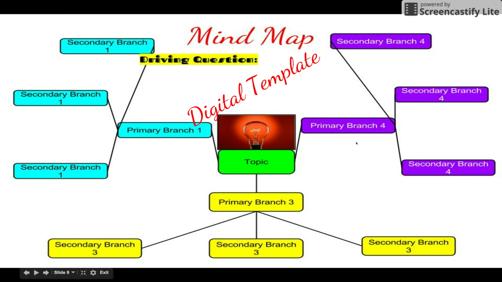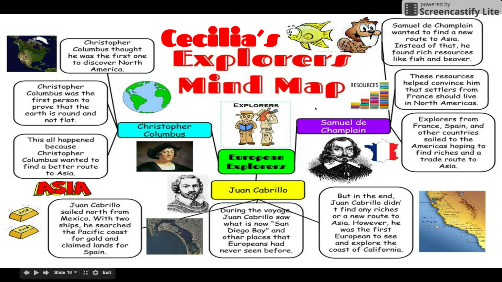Here's another digital template of a mind map. This is what the student would receive, and this is what it would look like after a student has completed their mind map. This one is about European explorers. We talked about Christopher Columbus, Juan Cabrillo, and Samuel de Champlain. This is the information for Christopher Columbus, and they filled in the information, added pictures that go along with the information that they had found.